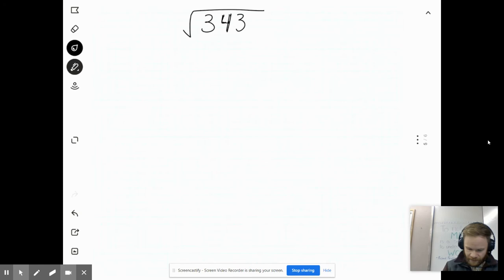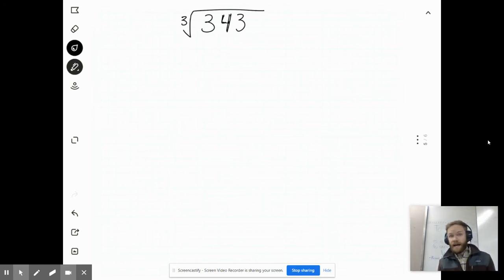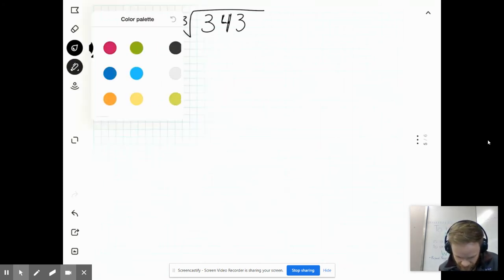But another way that we could do it, without just going through and checking, is this. I should also make sure this says 3 there. So we're looking for the cubed root of 343. The other way we can do this is through prime factorization, which means we identify the factors of the number that are prime numbers. So let's do this in red here.